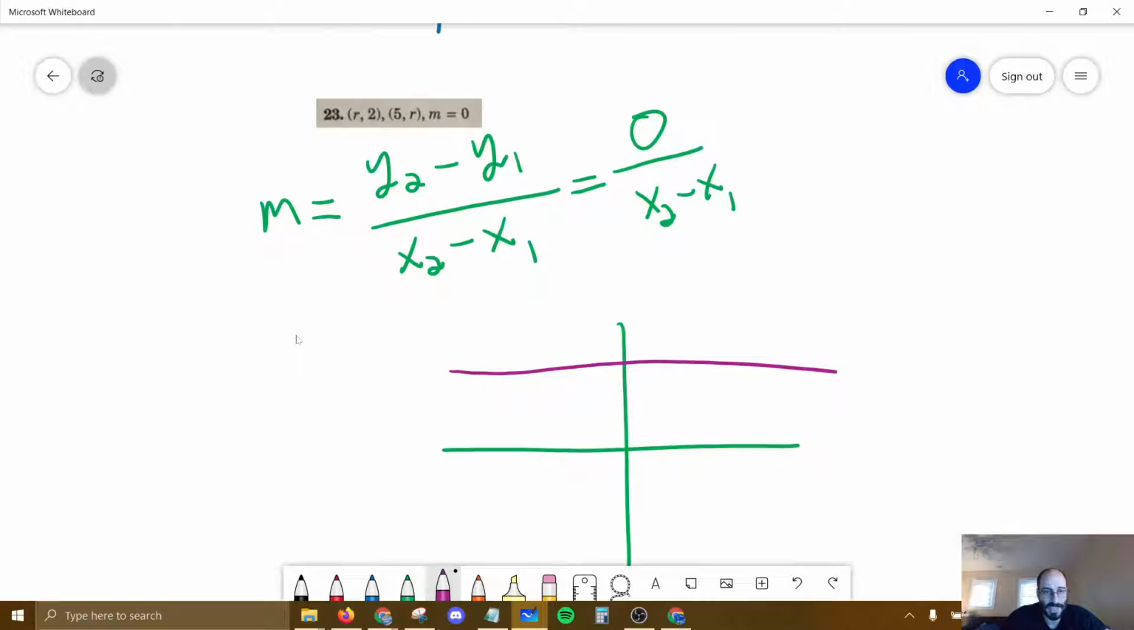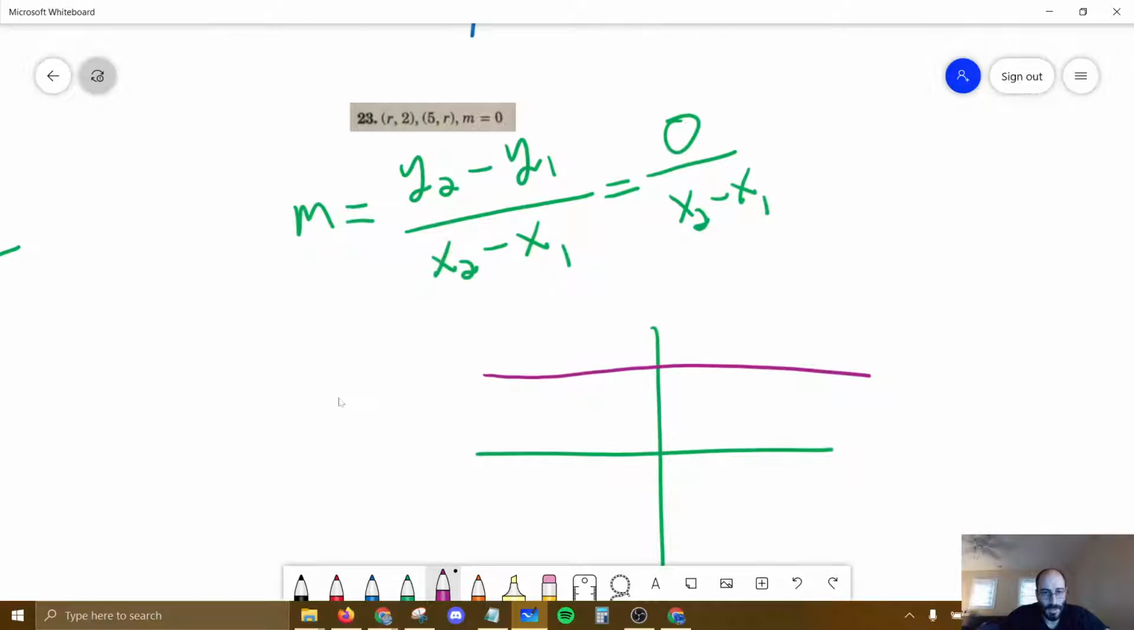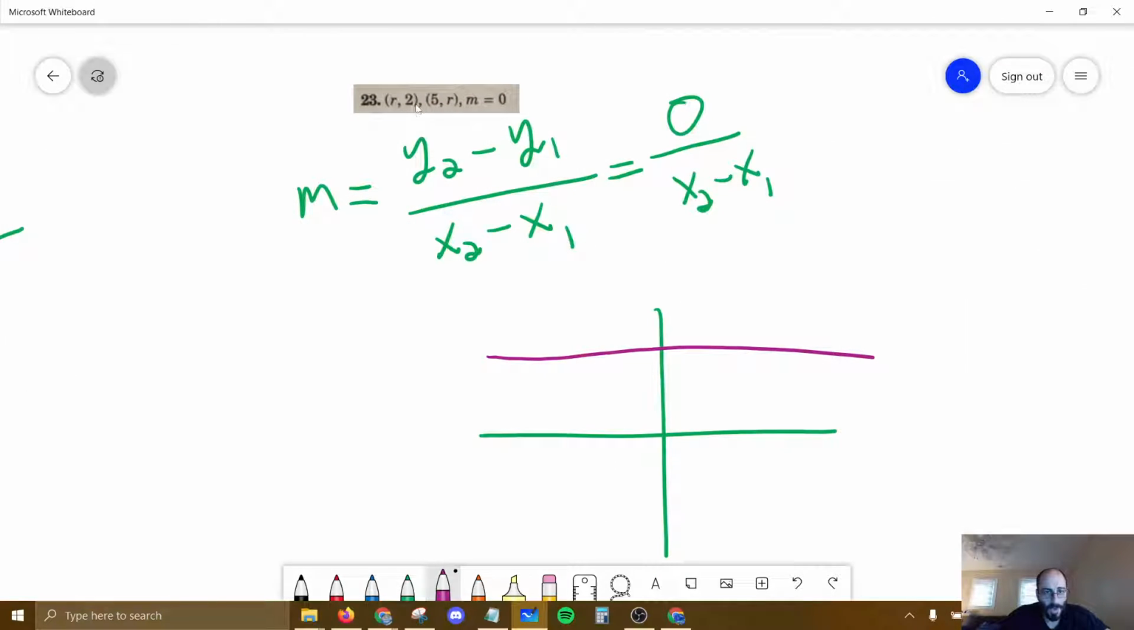So if we look at this line, r comma 2 and 5 comma r, and it's a horizontal line, well, that must mean the y coordinate does not change. The y coordinate does not change. So this r right here must also be 2.